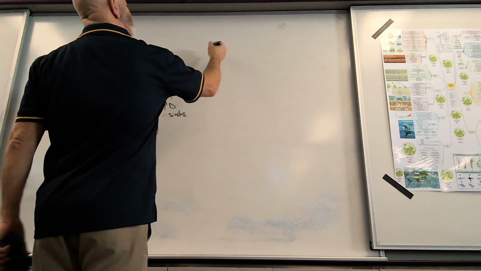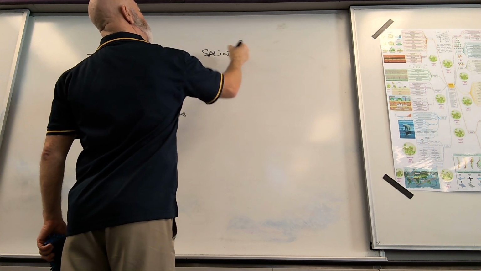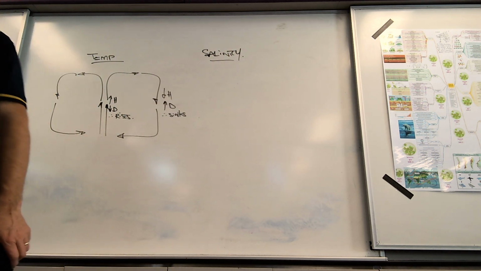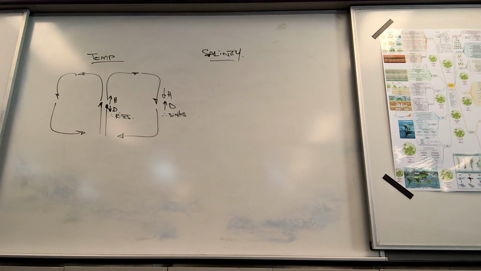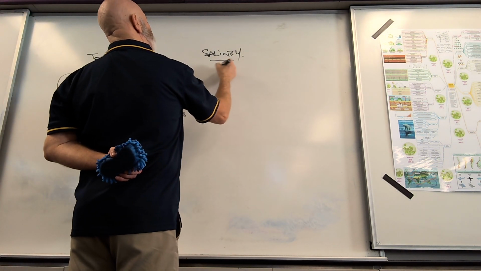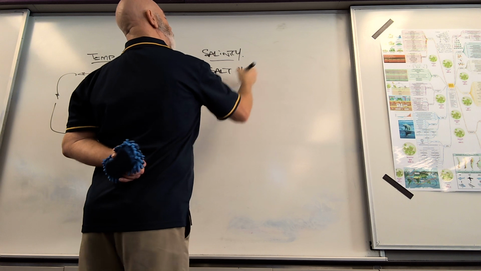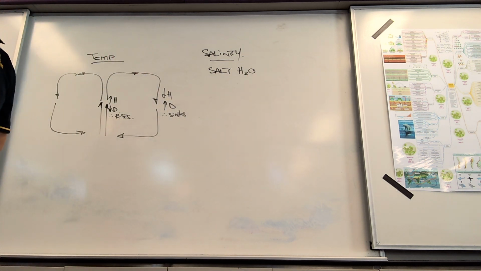Then we'll go over here to salinity, which is the concentration of salt in the water. How do you define concentration? It's the amount of particles in a fixed volume. Okay? So salinity, we can have, if we're talking about salt water or salt in water.